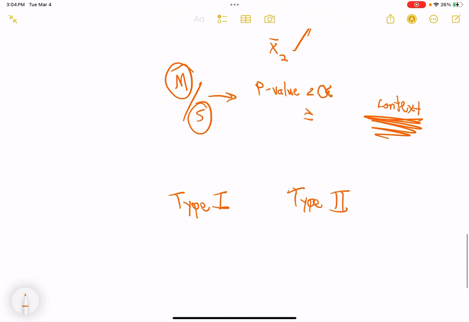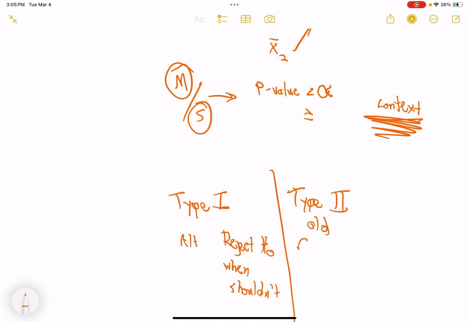One last time for the cheap seats. Remember, type 1 is alt people. What that means is we reject the null when we shouldn't. And type 2 is, of course, old people. We fail to reject null.